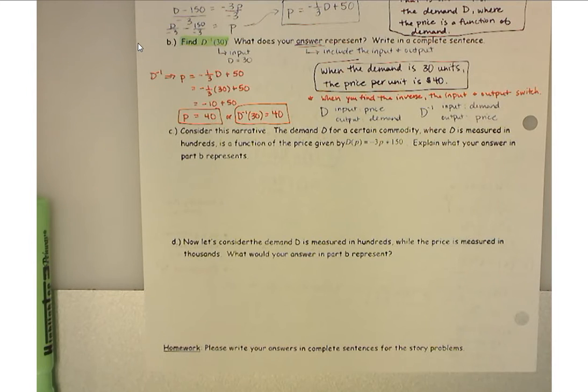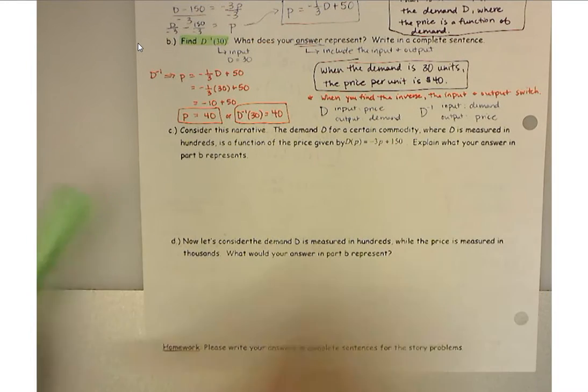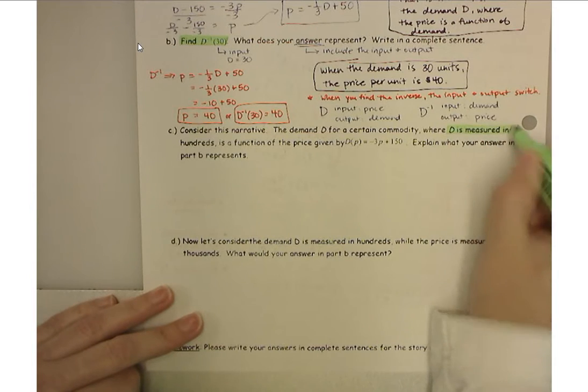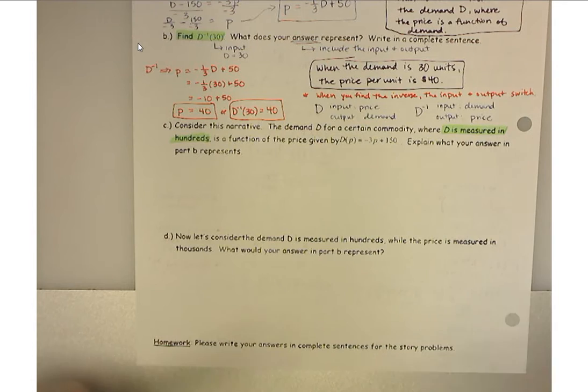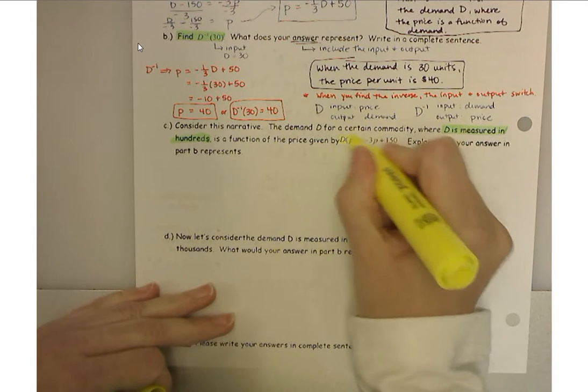For part C, we're considering a new narrative. You still have the demand D for a certain commodity, but they tell you that D is measured in hundreds. But we have the same equation that we do in the first one.